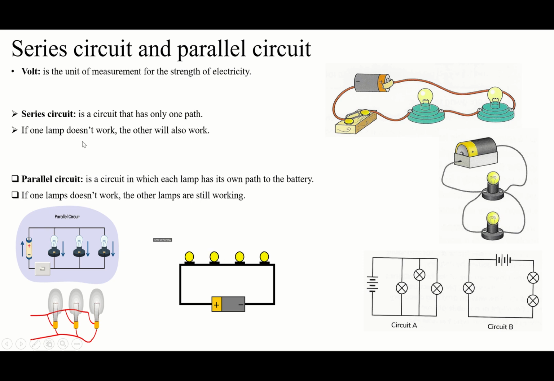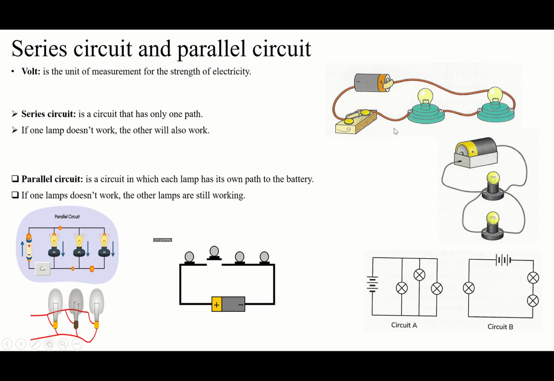And also another difference: in series circuit, if one of the lamps doesn't work, the others will not work too. Actually, I have written it wrong here. It must be not working. So in here, if I take out one of these bulbs, the electricity will be cut between these two wires. Because it's a series, it's only one path, you cut the path. If one of them is not working, you will cut the path.